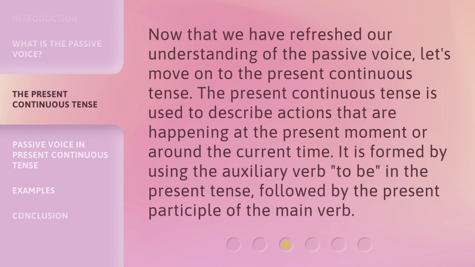Now that we have refreshed our understanding of the passive voice, let's move on to the present continuous tense. The present continuous tense is used to describe actions that are happening at the present moment or around the current time. It is formed by using the auxiliary verb, to be, in the present tense, followed by the present participle of the main verb.